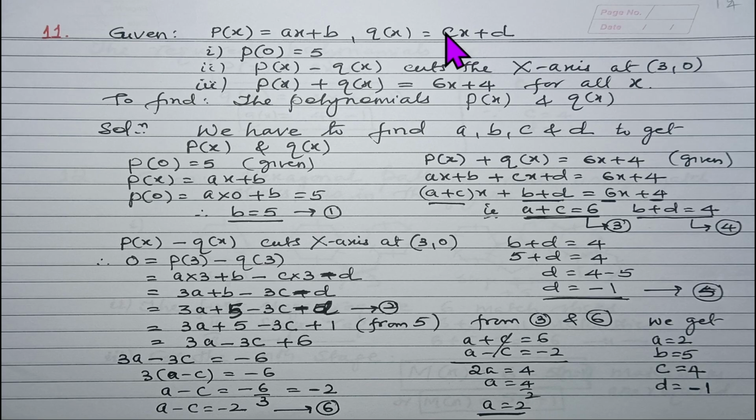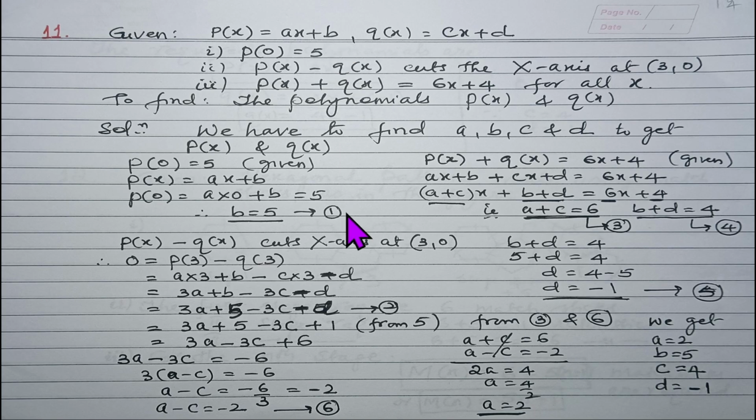To find these two polynomials, we have to find the values of a, b, c and d. That means there are 4 unknowns here. We have to find these 4 values to get p of x and q of x. Let us see how to do that. Now p of 0 is equal to 5, it is given to us. So take p of x is equal to ax plus b and put x as 0 there. Wherever x is there, put 0, we get a into 0 plus b is equal to 5, therefore we have got b is equal to 5. So we have got the value of b there.